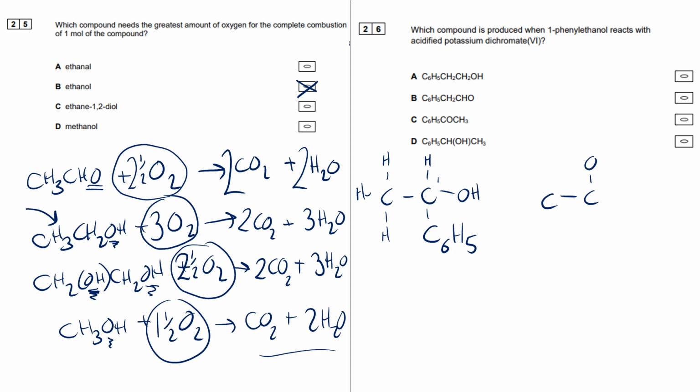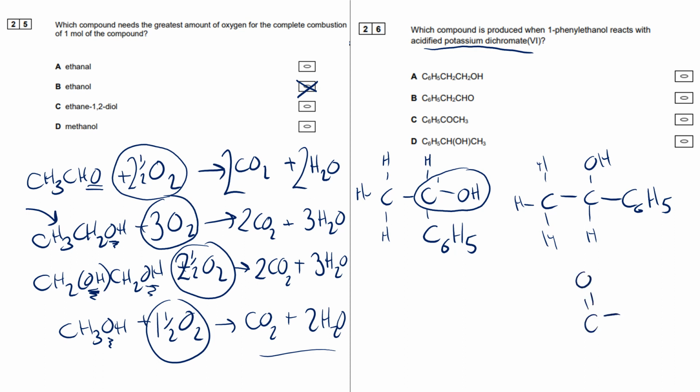So I'm just going to redraw that. So if our COH is there, we've got a C6H5 on carbon 1 as well. Hopefully you can see a bit clearer that it's a secondary alcohol. So if it's oxidized by acidified potassium dichromate, secondary alcohols will become ketones. So we'll have this formula here, CH3, C double bond O, C6H5, which matches up there to compound C. It's just written the other way around.